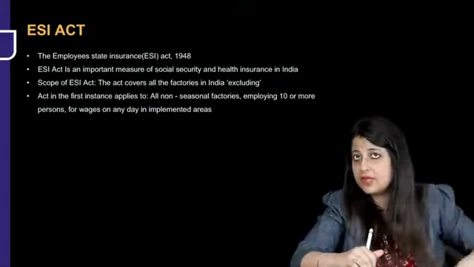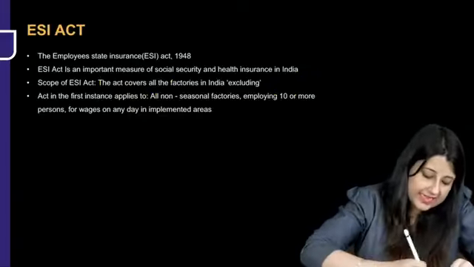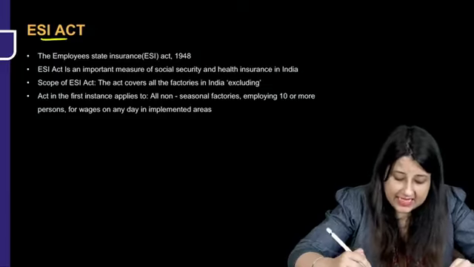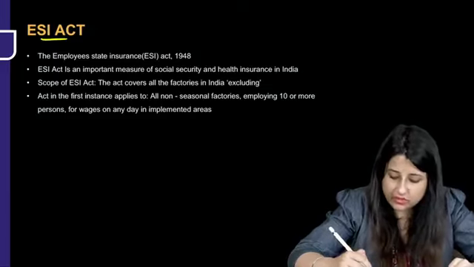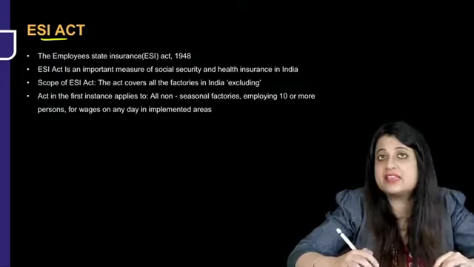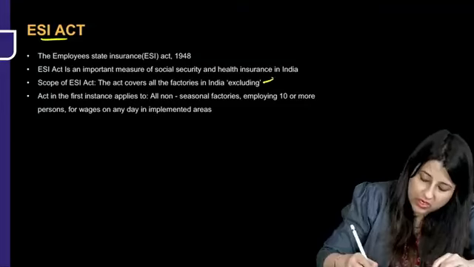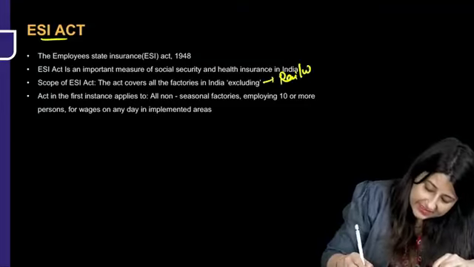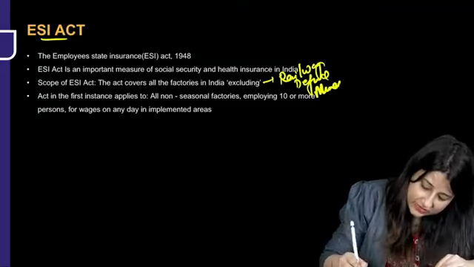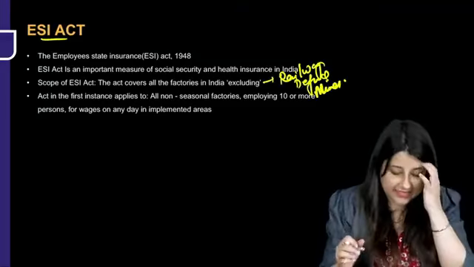Please remember that. Next, what is the ESI Act? Employees State Insurance Act of 1948. The ESI Act is an important measure of social security and health insurance in India. It covers all the factories in India, but it excludes what? Please remember, this is all important: railways, defense and mines. That is not under the jurisdiction of the ESI Act.